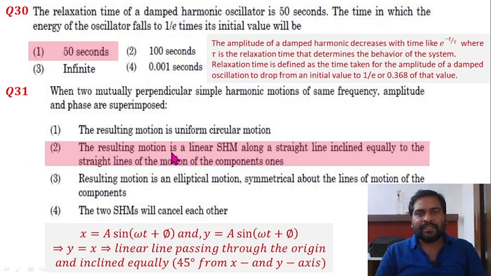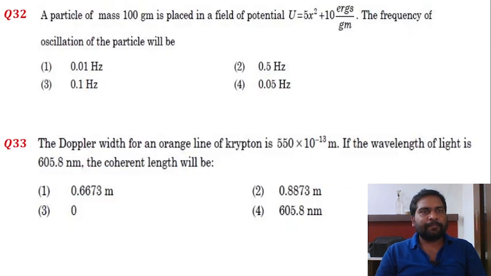The resulting motion is a linear simple harmonic motion along a straight line inclined equally to the straight lines of the motion of the components. Straight lines of the motion of components means x and y axis. 2 is correct here.